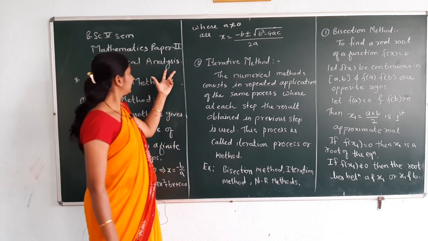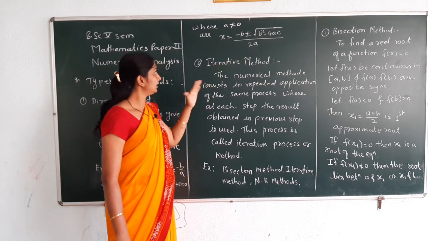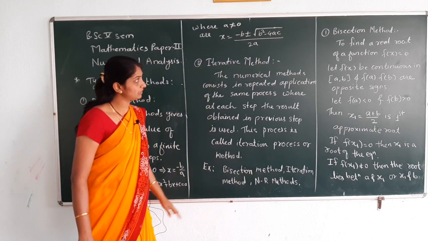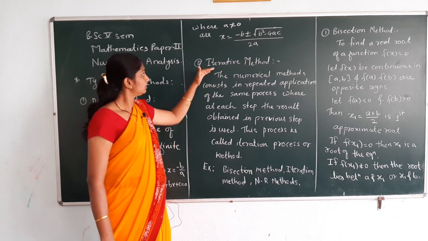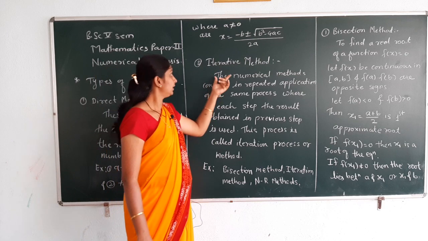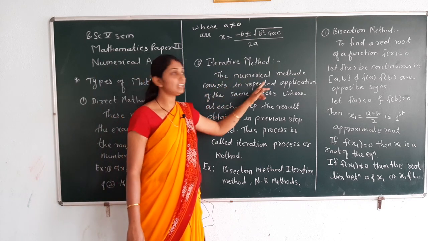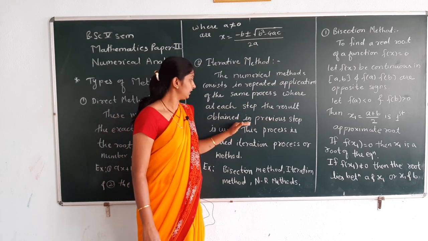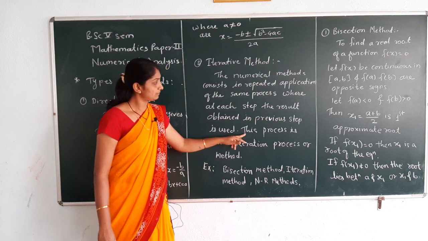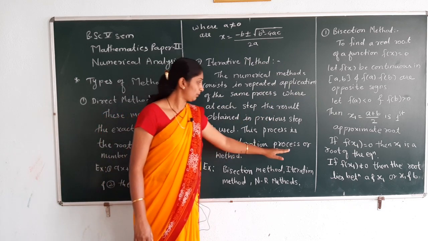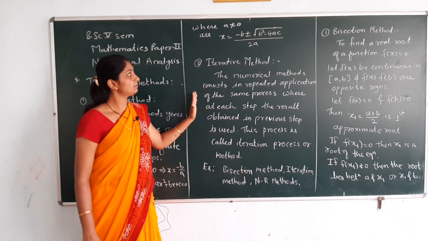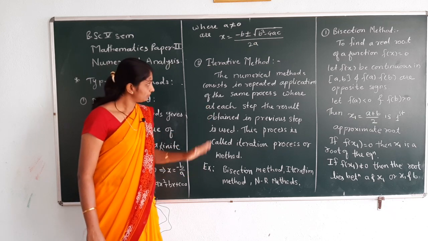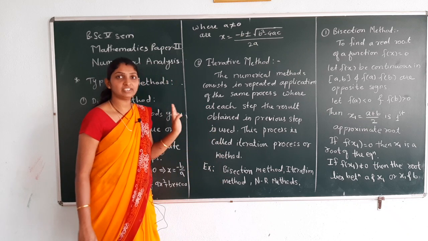In numerical analysis we have to study the iterative methods. In iterative methods there are, for example, bisection method, iteration method and Newton-Raphson method. We study these methods. What is the iterative method? The numerical methods consist in repeated application of the same process where at each step the result obtained in a previous step is used. This process is called iteration process or iteration method. In this method we get the successive approximations of the roots, then we get the perfect root of the equation.